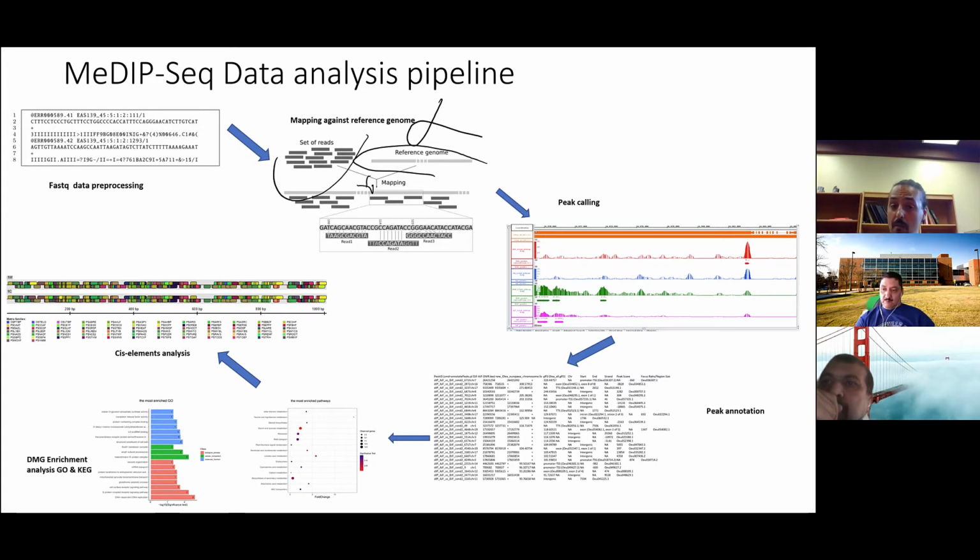So when you have your BAM files, you are ready to call those peaks. What does it mean? When those sequences map to a spot in the genome, it means that there is methylation in there.